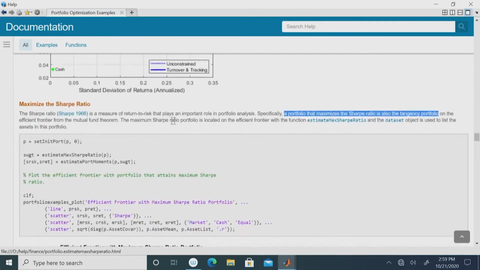So, the maximum Sharpe ratio portfolio lies on the efficient frontier. In this case, we plot the efficient frontier with the goal of maximizing the Sharpe ratio. We use the estimate max Sharpe ratio command to get the corresponding weights, which results in the maximized Sharpe ratio, and then we determine the corresponding risk and return by making use of the estimate portfolio moments command.